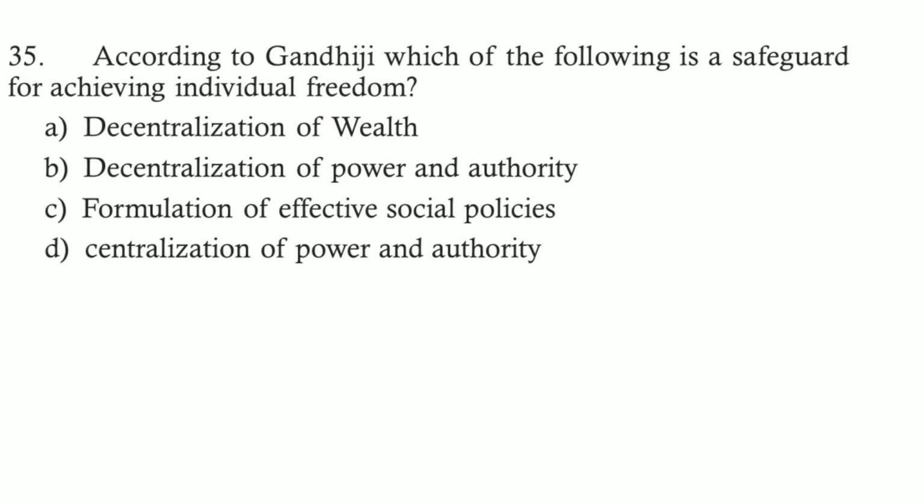Next question, according to Gandhiji, which of the following is a safeguard for achieving individual freedom? Option A, decentralization of wealth. Option B, decentralization of power and authority. Option C, formulation of effective social policies. And option D, centralization of power and authority. Right answer, option B, decentralization of power and authority. Which means, according to Gandhiji, decentralization of power and authority is a safeguard for achieving individual freedom.